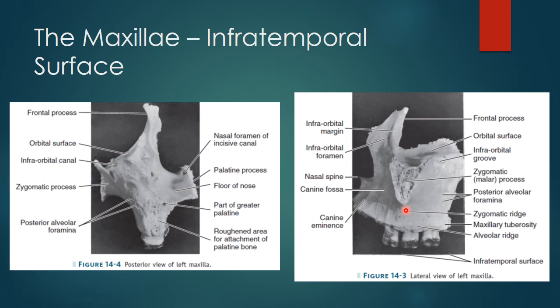The infratemporal surface is more or less convex and is pierced in a downward direction by two or more posterior alveolar foramina here. These two canals are on a level with the lower border of the zygomatic process and are somewhat distal to the roots of the third molar.